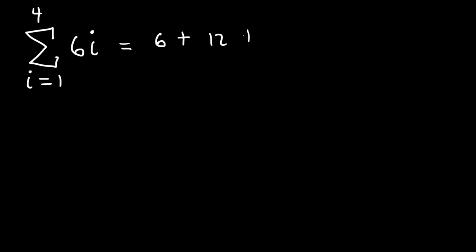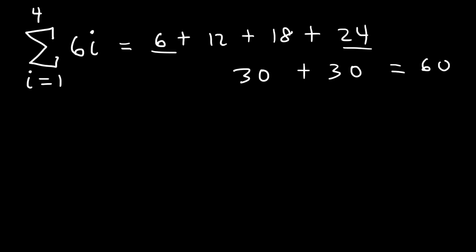Try this problem. Let's say we have 6 times i, where i starts from 1 and it stops at 4. Go ahead and evaluate this sum. When i is 1, 6 times 1 is 6. When i is 2, 6 times 2 is 12. 6 times 3 is 18. 6 times 4 is 24. Now 12 plus 18, that's 30. And 6 plus 24 is also 30. 30 plus 30 is 60. So that's the sum for this example.